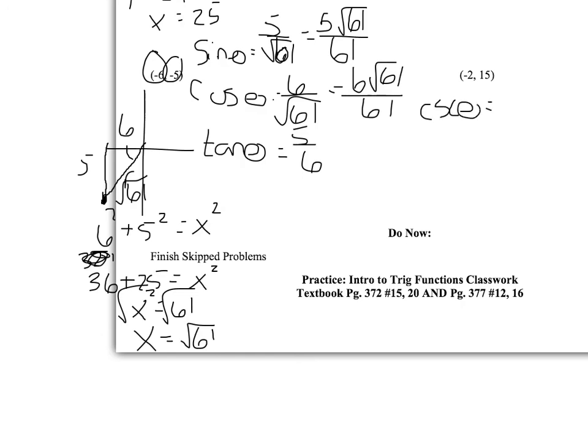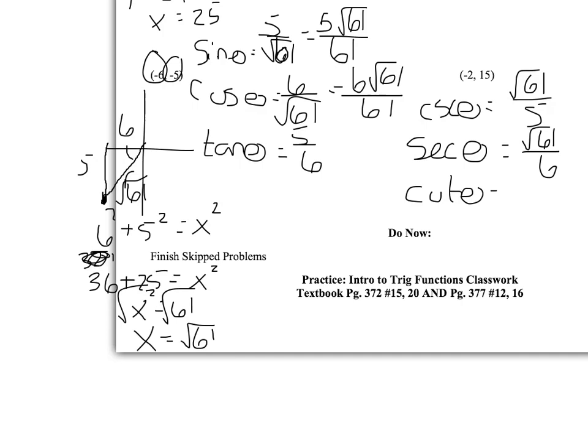Cosecant, flip the very first fraction here, this one, okay? And that's going to end up being radical 61 over 5. It's easier if you flip the first one in this case. Secant, flip the cosine fraction. Again, it's easiest if you flip the first one. And cotangent, flip the tangent fraction, 6 over 5.